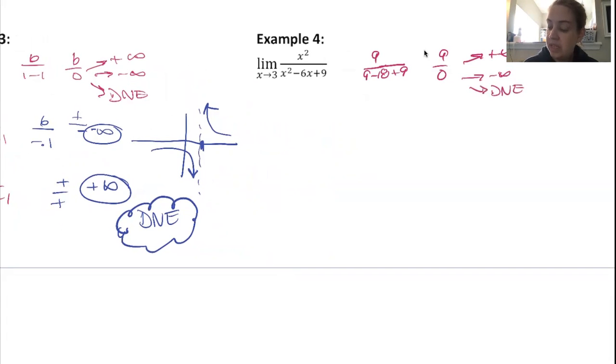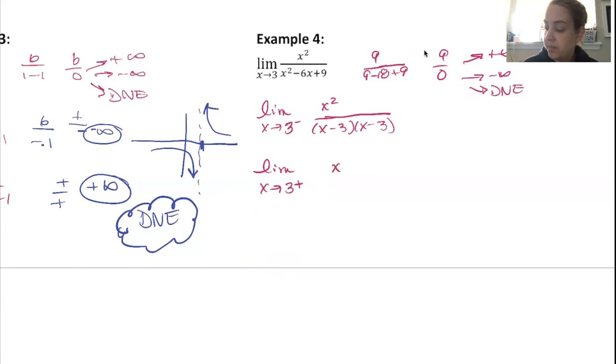So what we need to do is break it apart. The limit as x approaches 3 from the left of x squared over, I'm going to factor the bottom here. I think it'll be a little bit easier to see. And I know that would be the quantity x minus 3 squared. My brain just sees it better if I write it separately. And the second piece is the limit as x approaches 3 from the right.